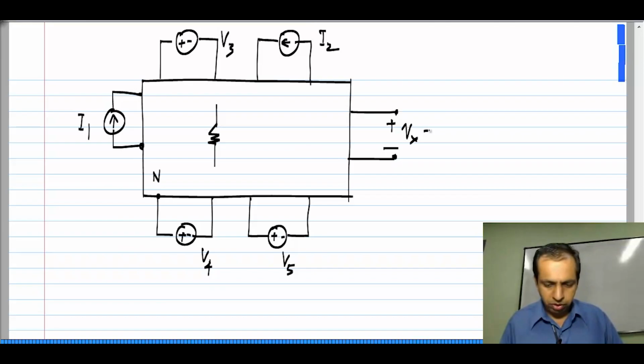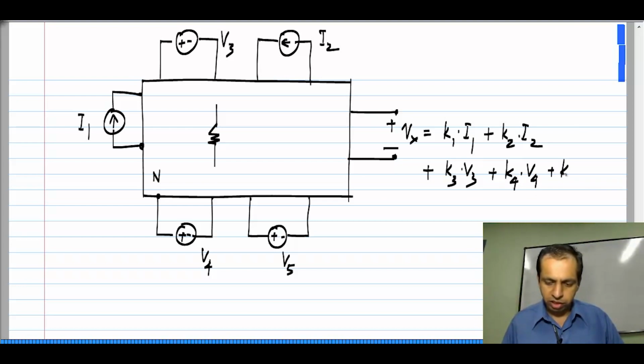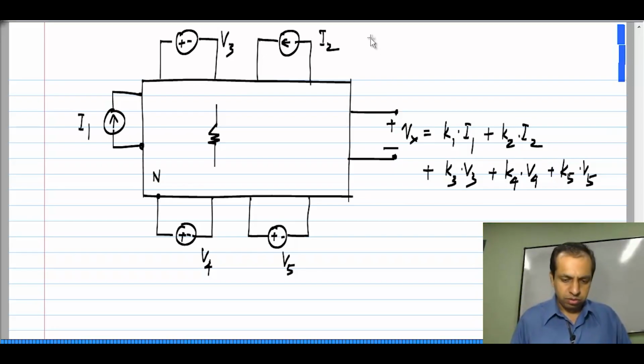So, now this Vx will clearly be a linear combination of all of these sources. Okay. So, let me call that K1 times I1 plus K2 times I2 plus K3 times V3 plus K4 times V4 plus K5 times V5. Okay. Naturally, because this is a voltage and these two are currents, K1 and K2 will have dimensions of resistance and K3, K4, K5 will be dimensionless constants.